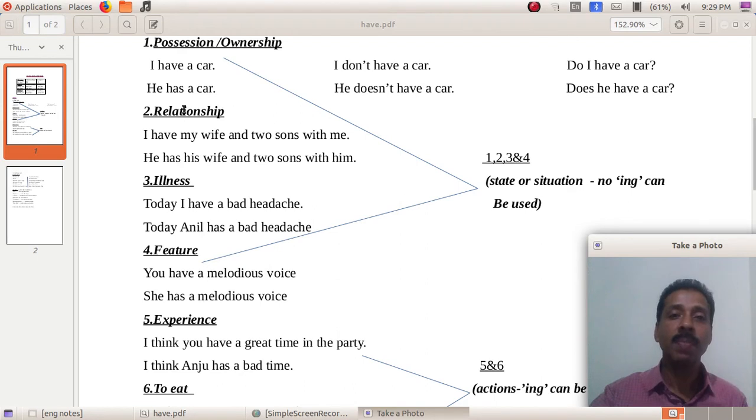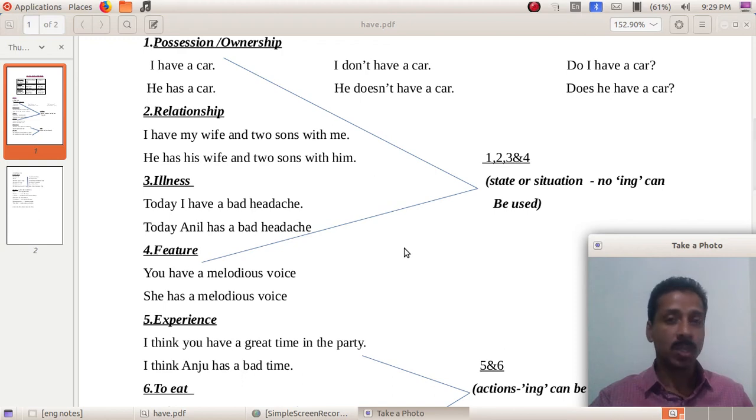I cannot say I am having a car. That's wrong usage. Or I cannot say I am having my wife and two sons. Wrong. I cannot say today I am having a bad headache. No need. Or you are having a melodious voice also cannot be said, because in all four situations a state or situation is shown using have or has, so no ing form can be used.